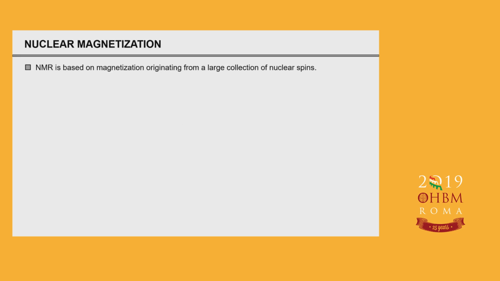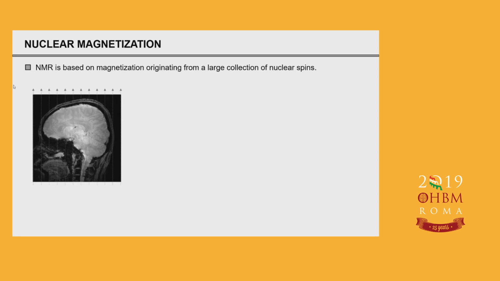So basically we're starting with the basics of NMR for those of you who aren't really experts in the NMR field. NMR is based on the macroscopic magnetization that originates from a very, very large collection of nuclear spins. So if we have a human brain, a human in a magnet, the vertical lines are the magnetic field.